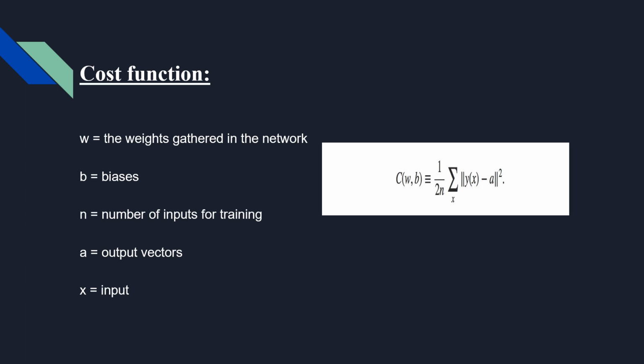This is the cost function equation: C(W, P) equals 1 by 2n, sigma over x, mod of y(x) minus a, squared. Where W is the weights gathered in the network, P is the biases, n is the number of inputs for training, a is the output vector, then x means input.